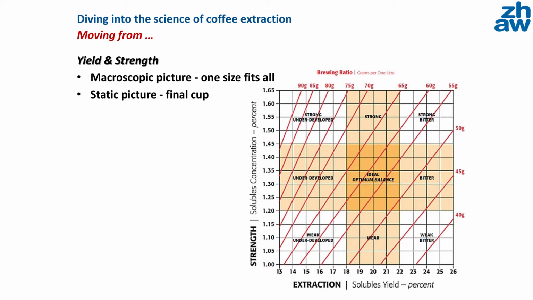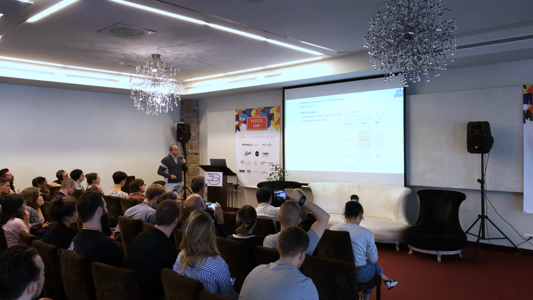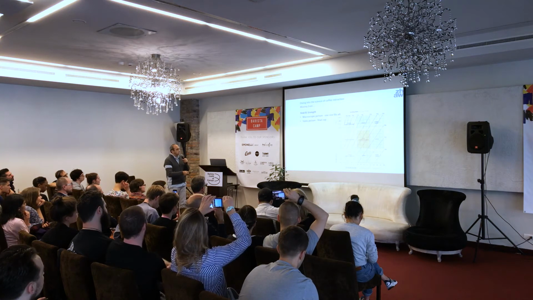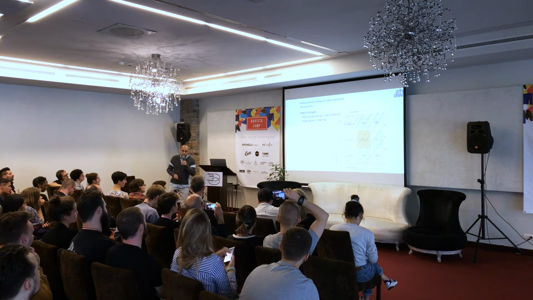And the other one, it is a static picture. In some sense, it describes the final cup. It doesn't really describe the path, how you get to the cup. So these are the two characteristics of the brewing chart. And when you are somewhere in a place, you are describing the final situation of your cup, but you don't know really how you got there.